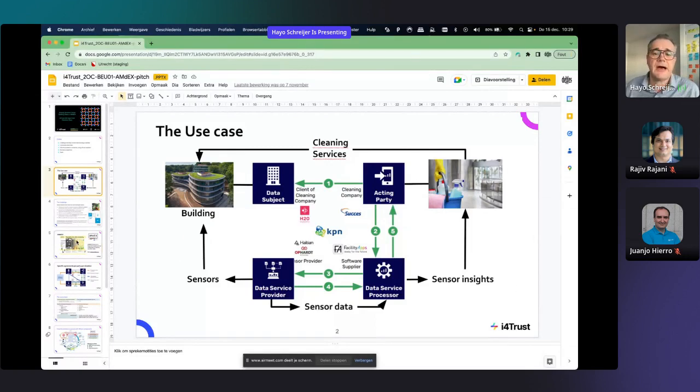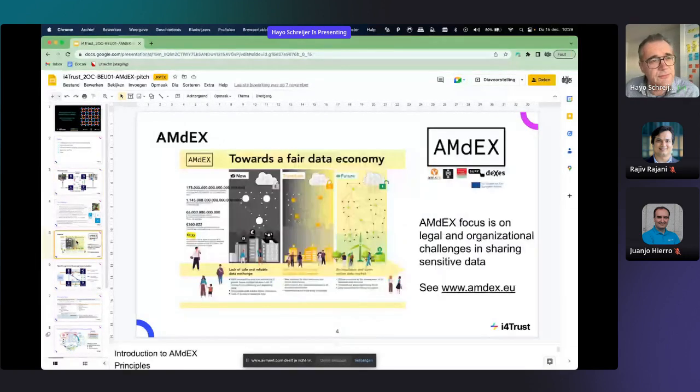Another picture, Amdex, which is actually an initiative which is already 4 years on its way. Amdex is the Amsterdam Data Exchange. It's an ecosystem which should make it easy to share sensitive data. We started in the Amsterdam area, but it's a national initiative in the Netherlands to make data sharing easy.